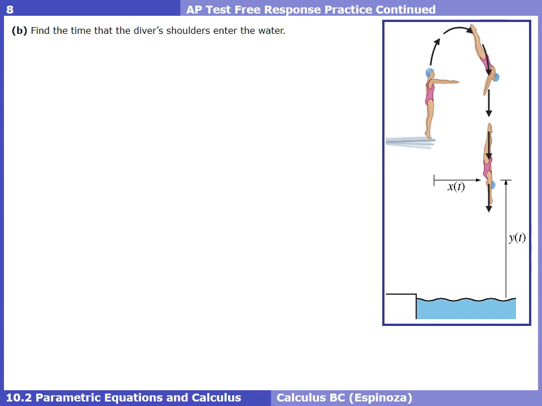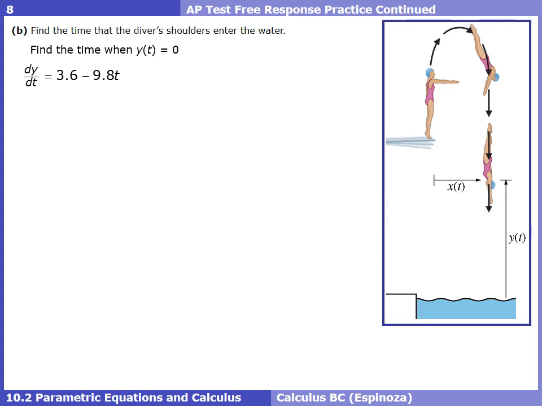Okay, so continuing on with this problem, we're on part B now. What time does the diver's shoulders enter the water? So to do that, we would need to know what the position is in terms of y when she enters the water. And we know that that position is 0. So this question is really asking us to find the time when the y position is equal to 0. So it would be really nice if we already had the y equation, because then we would just set that equal to 0 so we could find that time.